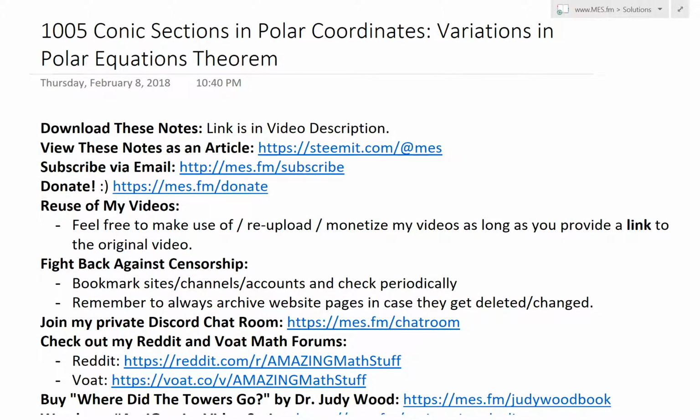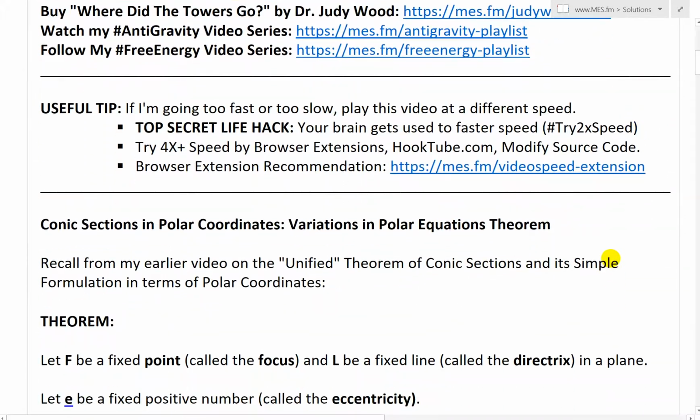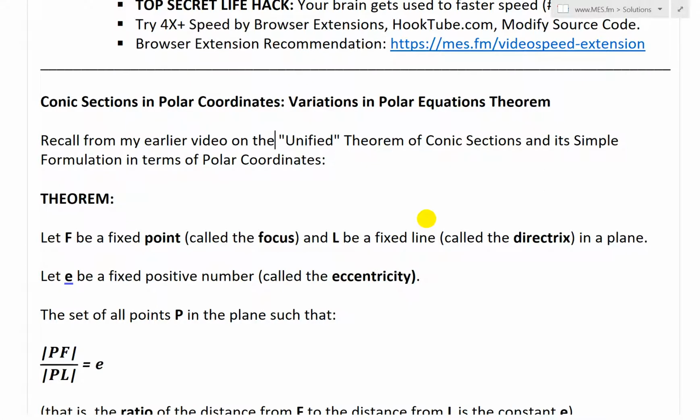Today we're going to discuss further into conic sections and polar coordinates, and now look at variations in the polar equations theorem, which I covered in my last video, but I'm just going to go over the variations in more detail. So first off, recall from my earlier video the unified theorem of conic sections and its simple formulation in terms of polar coordinates.